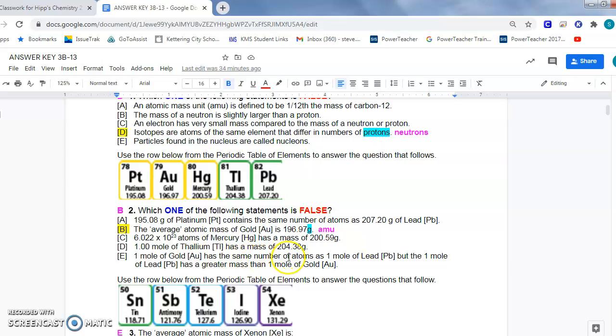A mole of gold would have the same number of atoms, 6.022 times 10 to the 23rd. But a mole of lead has greater mass than a mole of gold. Why? Because a lead atom has more mass than a gold atom. Therefore, to have the same number of atoms, we would need more mass.